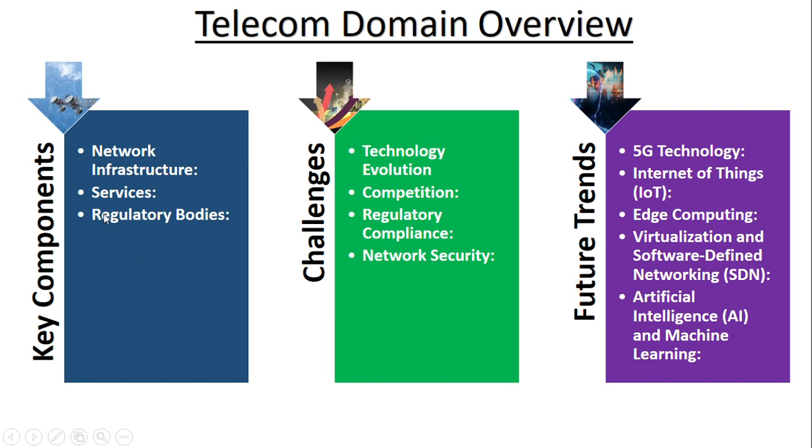Then the next is the regulatory bodies. Basically the regulatory authorities over the telecom industry ensure compliance with the laws, regulations and standards. They manage the spectrum allocation, licensing, pricing, and consumer protection. For example, the Federal Communications Commission, that is FCC, in the US, and Ofcom in the UK are the regulatory bodies.